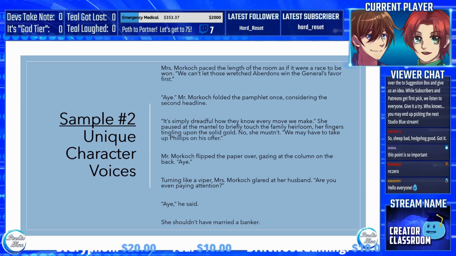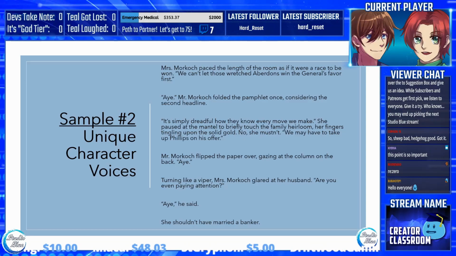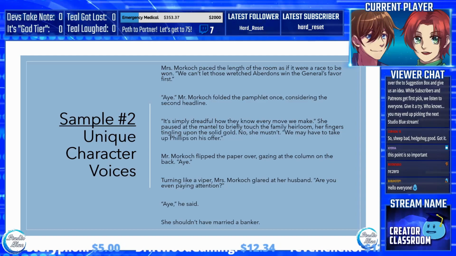She's continuing the same cadence as before. Her word choices, what she is saying, is the same as before. My brain fills in the blanks that she's speaking excitably. Then she pauses at the mantle, very briefly. Remember, there's the word briefly, to touch the family heirloom. She's considering something. And then she says, and even if this is slower, it still shows that measure of excitability.